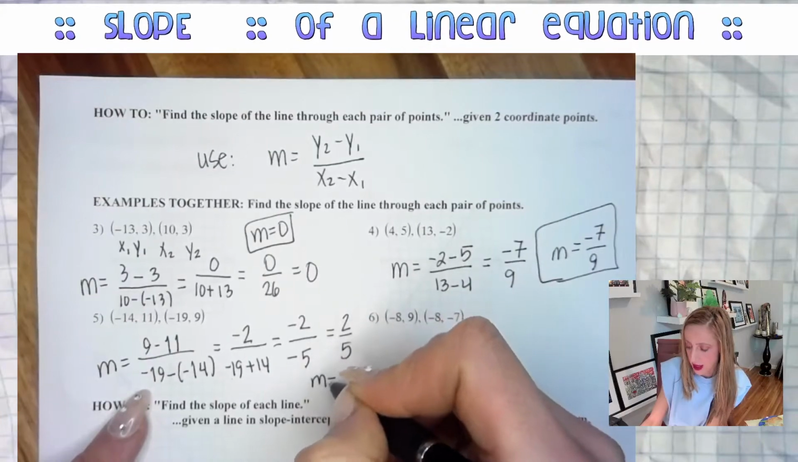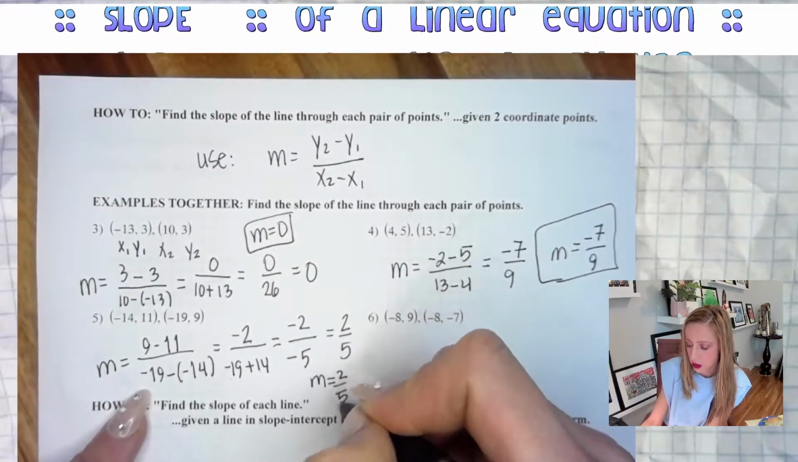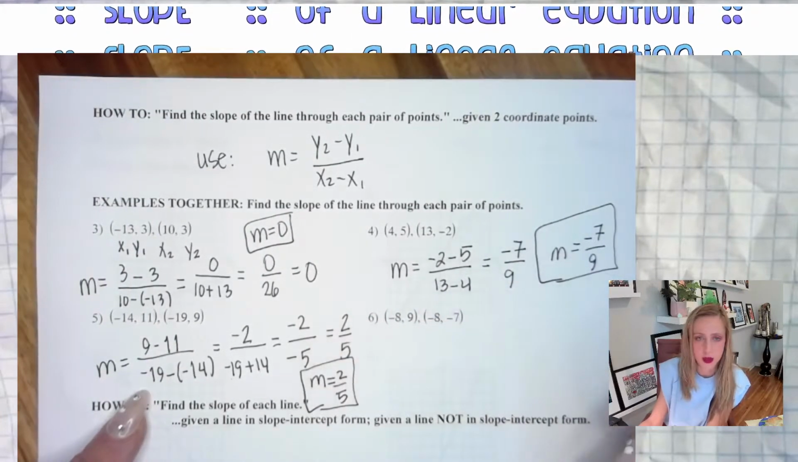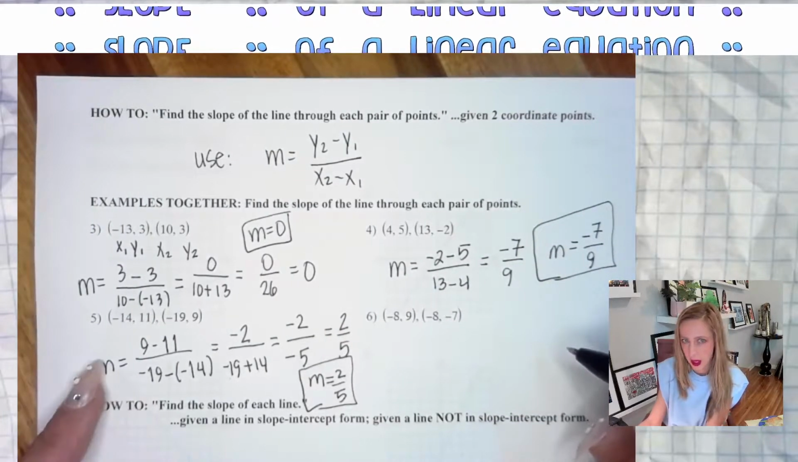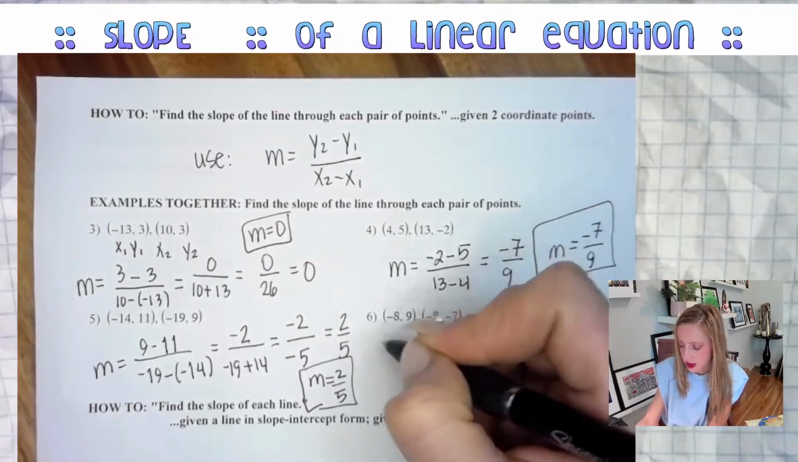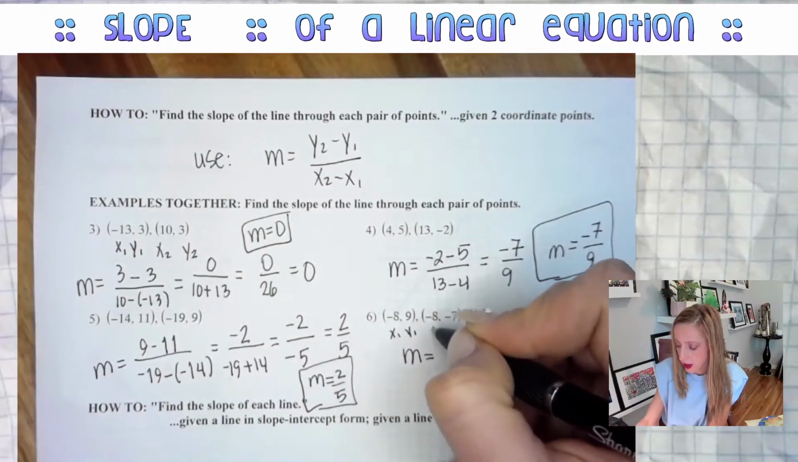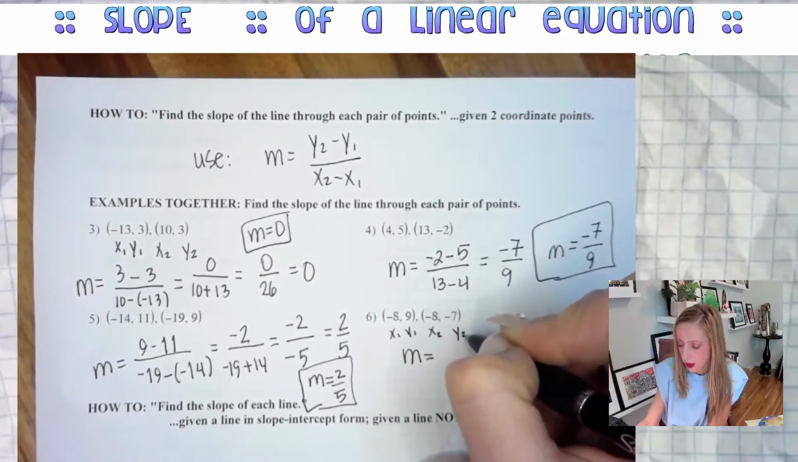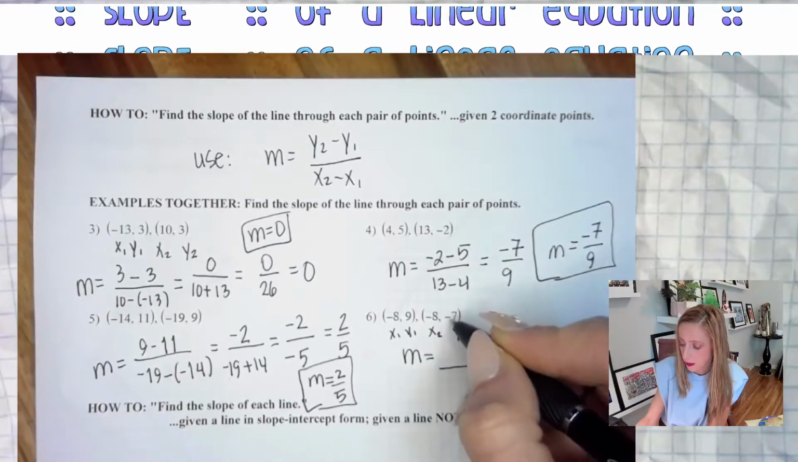I always like to rewrite it as its own little equation and circle or put a box around it. m is 2 over 5. Okay, hope this is okay so far. Last one, m equals. Again, if you have to label, please label. If you're getting them wrong and you don't label, well, that might be why you're getting them wrong.